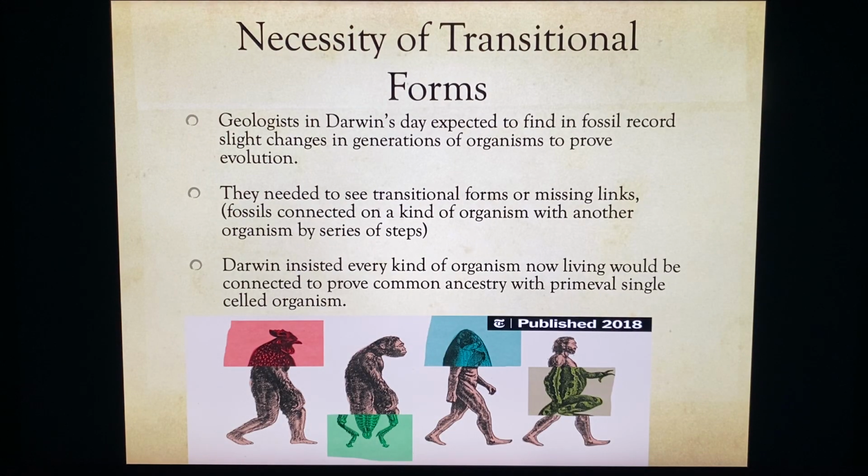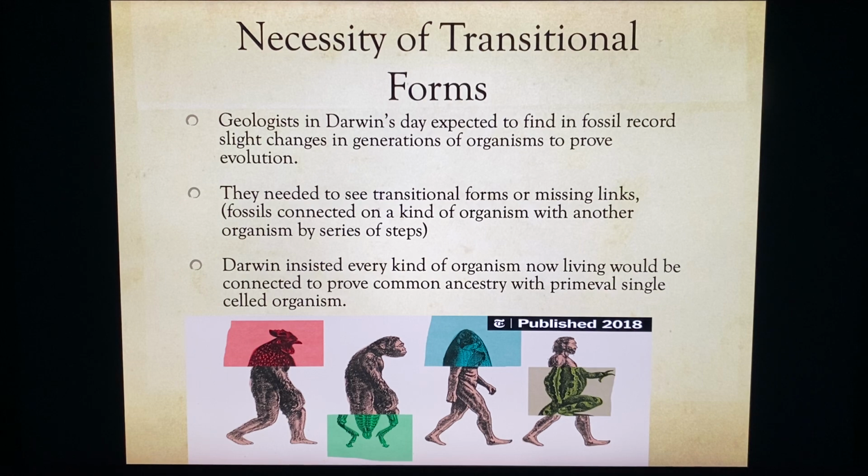The necessity of transitional forms. Geologists in Darwin's day expected to find in the fossil record slight changes in different generations of organisms to prove evolution. Before that time, they hadn't really found a lot of fossils, so Darwin thought, well, we surely will find them. They needed to see these transitional forms.